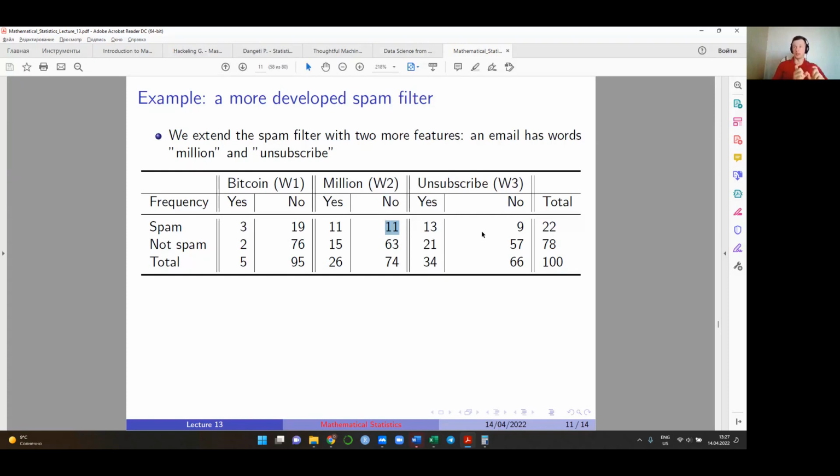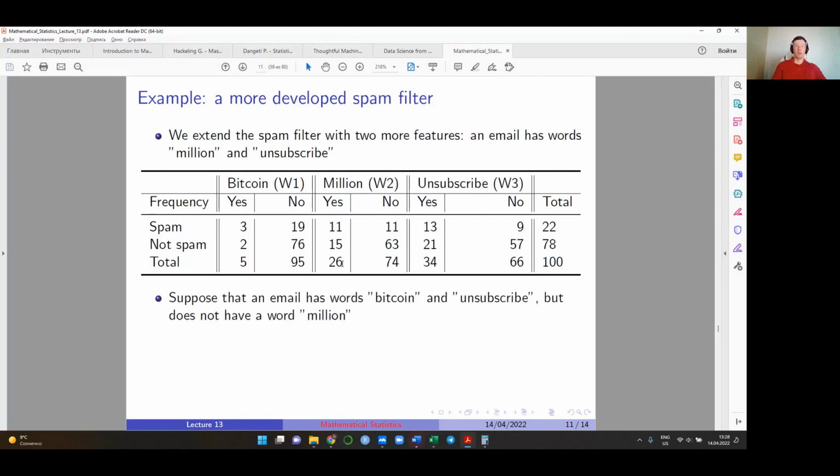And that's where our assumption of independency helps us, because instead of making, I don't know what that's going to be, like a 4-dimensional table with all these dependencies, right? So how many spam emails have together Bitcoin and million words? We are free of this necessity. We separately count how many emails are spam and contain the word Bitcoin, how many emails are spam and contain the word million, and so on. So that's what this assumption of independency buys us.